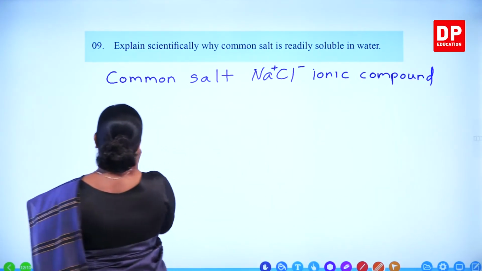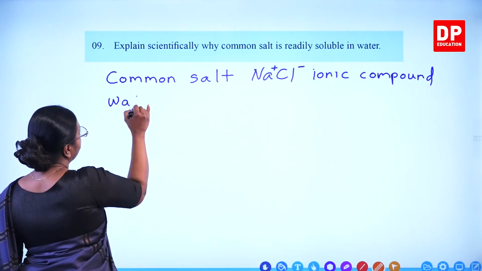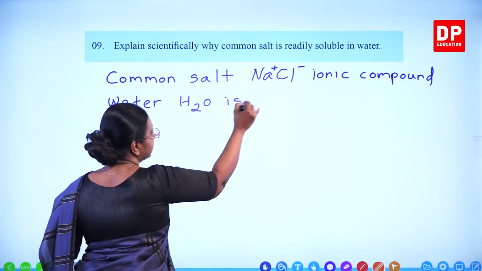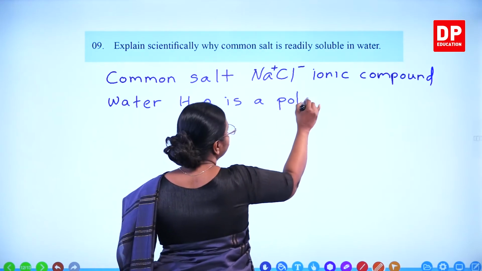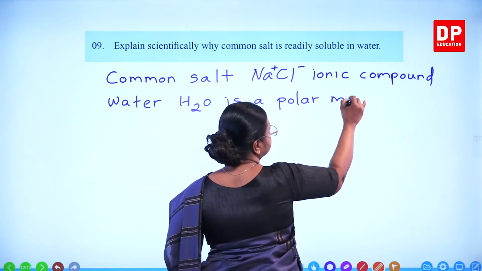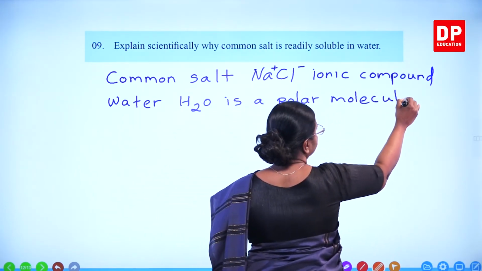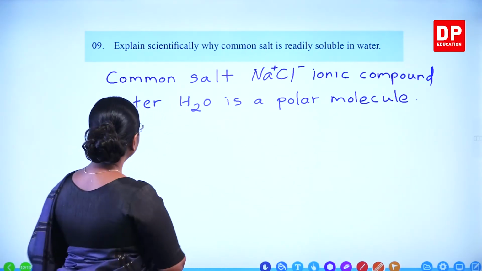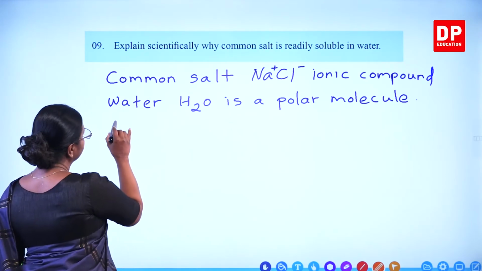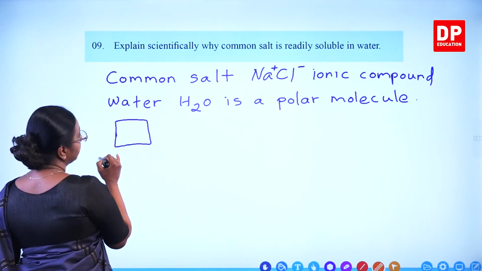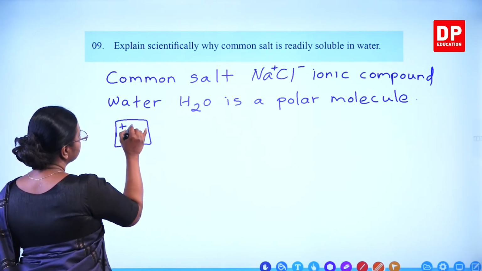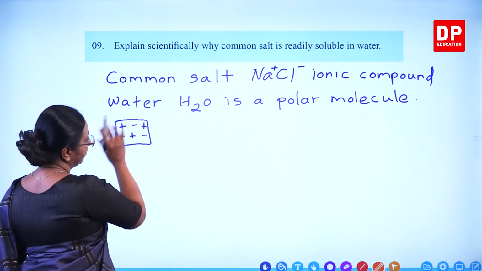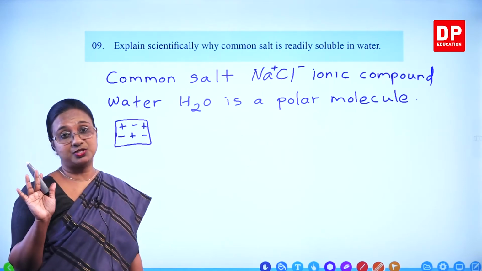And what about water? Water, H2O, is a polar molecule. So what happens there? Normally in a solid of sodium chloride, the positive and negative charges are all fixed. Now I am explaining what happens there, student.